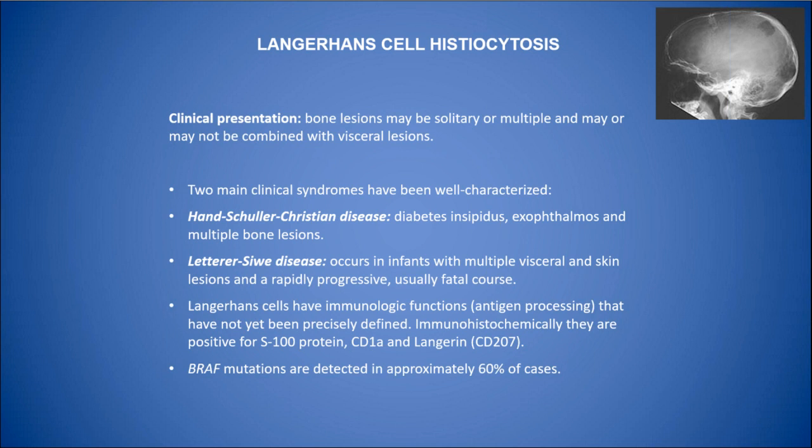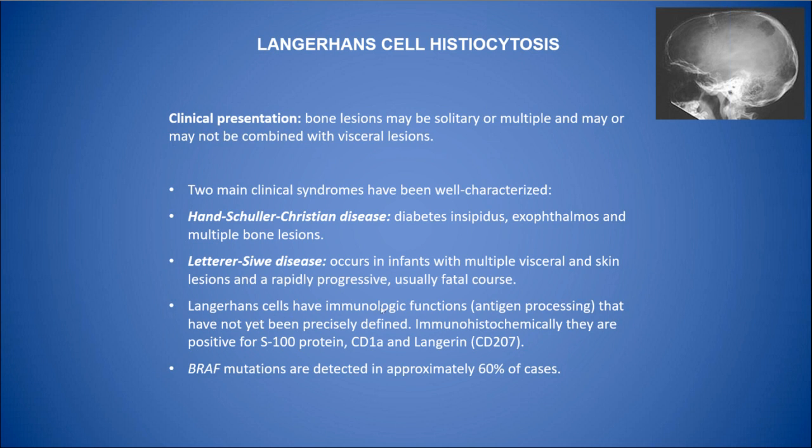There are two main clinical syndromes that are well characterized. One is the so-called Hand-Schüller-Christian disease, where multiple bone lesions are associated with diabetes insipidus and exophthalmos, and the usually fatal Letterer-Siwe disease, which is a very systemic, rapidly progressive disease. But in our practice, what we mostly see are the solitary lesions in bone that are known as eosinophilic granuloma. This is a very distinct entity from what is seen in the lungs of smokers, which is very similar histologically, but it's completely distinct.